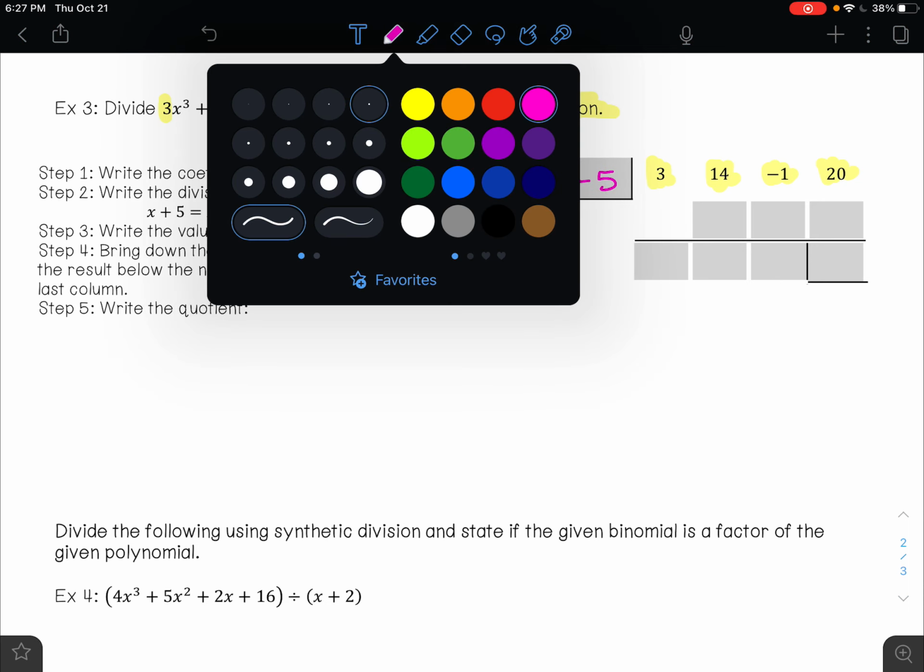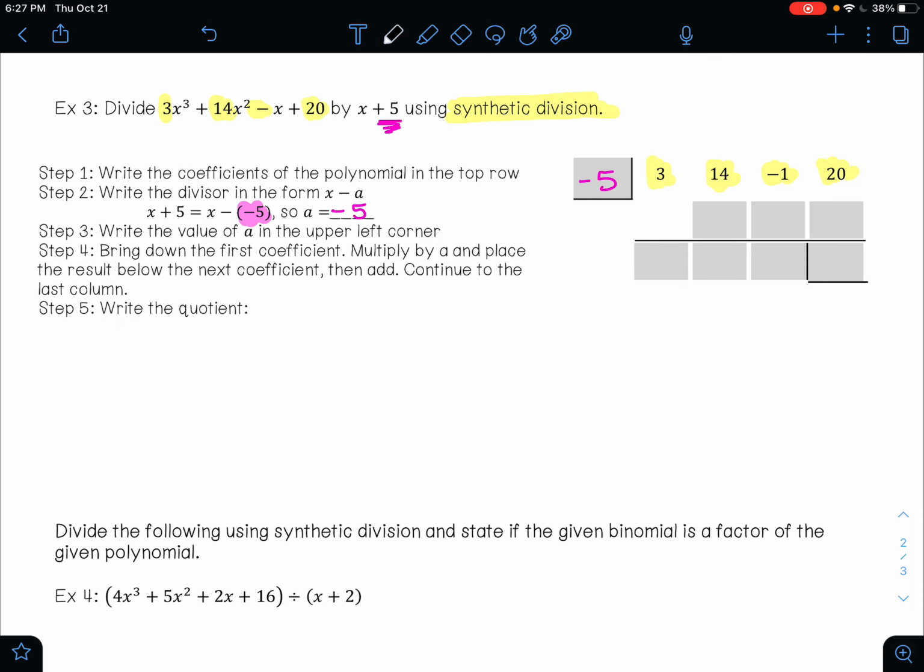Step 4, bring down the first coefficient. So you always bring down that first one. Multiply by a and place the result in the next coefficient and then add. Continue until the last column. So what we're going to do is -5 times 3. -5 times 3 is -15. So that goes in that next spot.